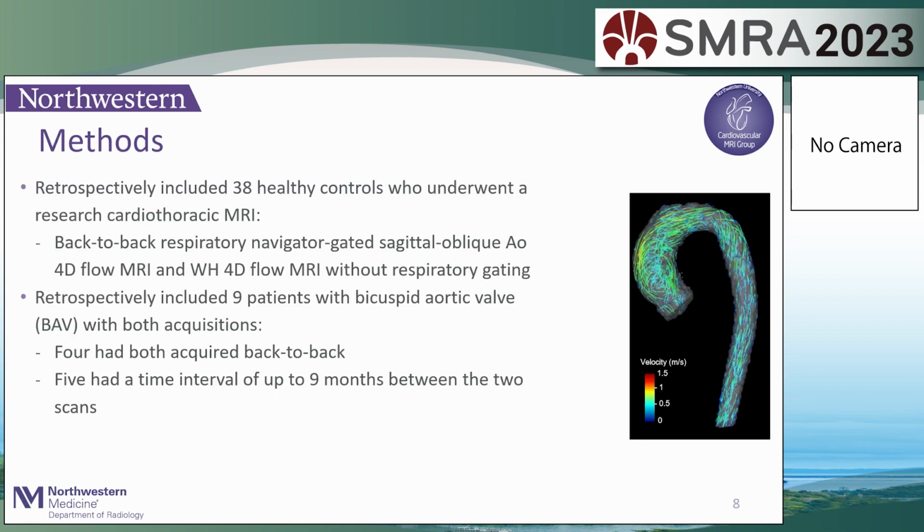So we retrospectively included 38 healthy controls who underwent a research cardiothoracic MRI, which included a back-to-back respiratory navigator-gated sagittal oblique aortic 4D flow MRI, followed by a whole heart 4D flow MRI with respiratory gating. We also retrospectively included 9 BAV patients who had these 2 acquisitions. 4 had the acquisitions acquired back-to-back, while 5 had a time interval of up to 9 months between the 2 scans. But all BAV patients were clinically stable and did not undergo any surgery during this interval, or even afterwards. In our analysis, we combined both BAV patients and controls into one group.